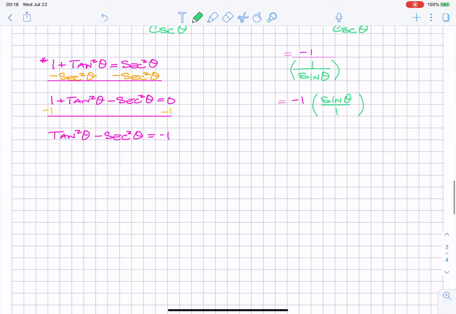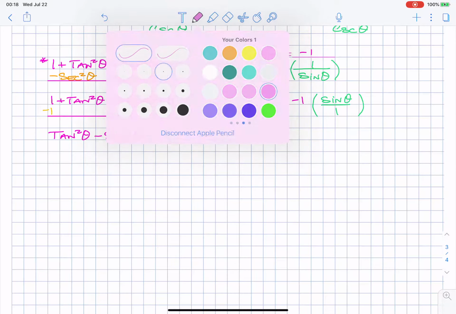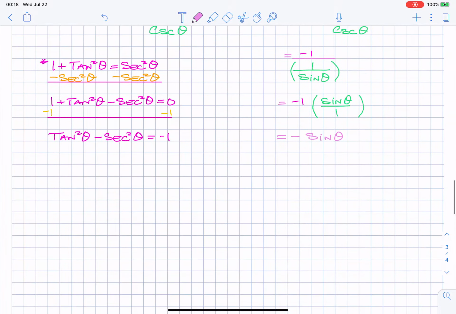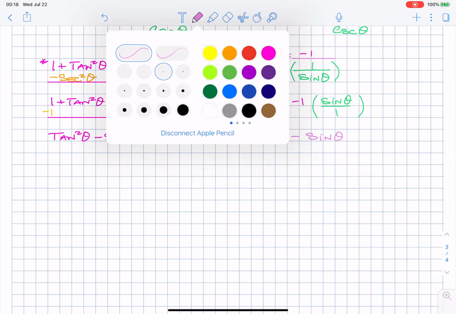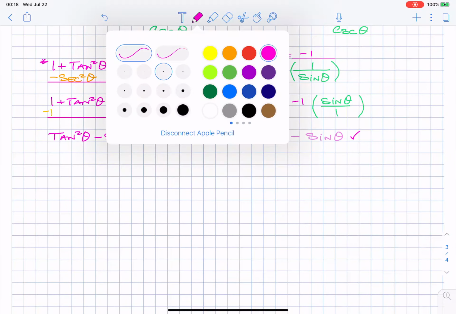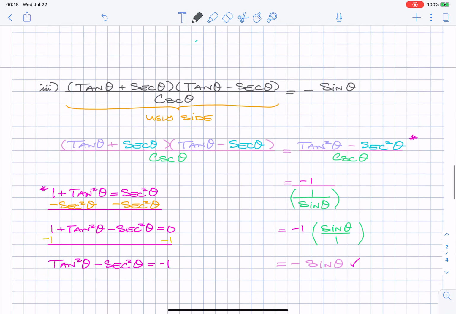So we get negative sine of theta. And guess what? That's exactly what we were looking for. That is indeed the right-hand side, so check mark, we did it. We've established or verified the identity. Okay, so hopefully that makes sense.